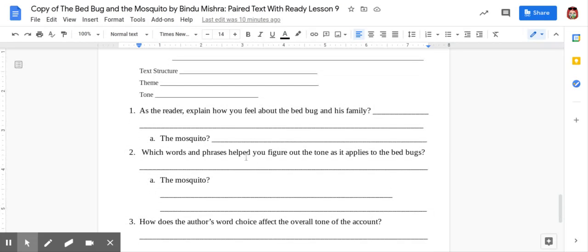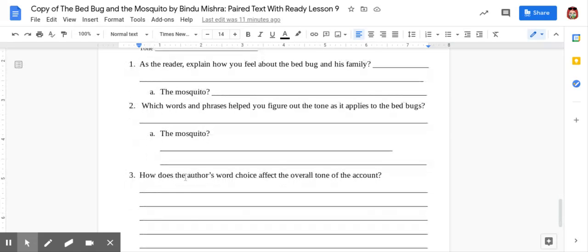Number 2, you're looking at which words and phrases helped you figure out the tone that it applies to the bedbugs. You're trying to give me evidence from the text to support what you just said in number 1. When you're telling me how you feel, whether it's positive, negative, or neutral, you're going to have to give me some phrases in number 2 to prove it.